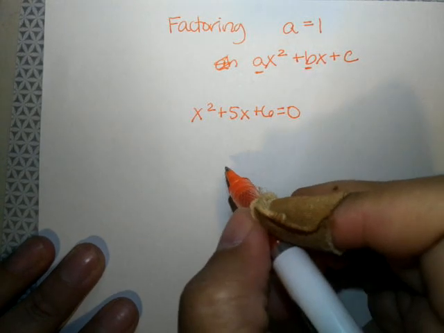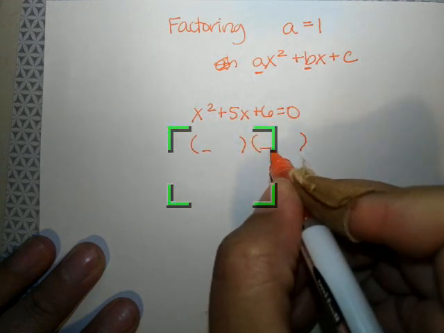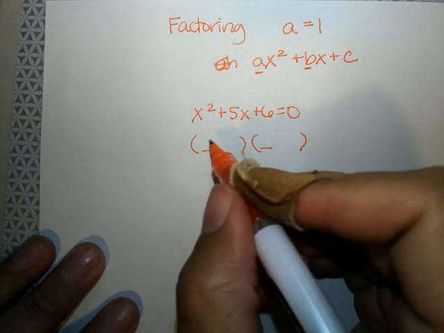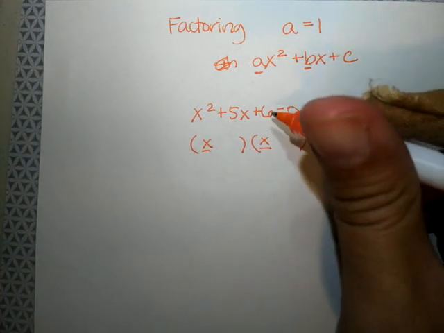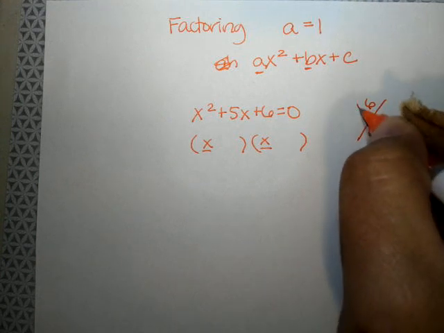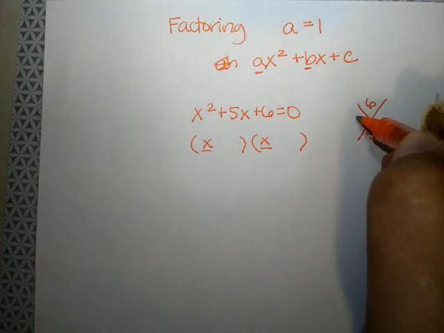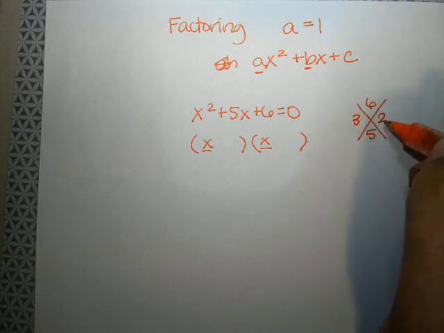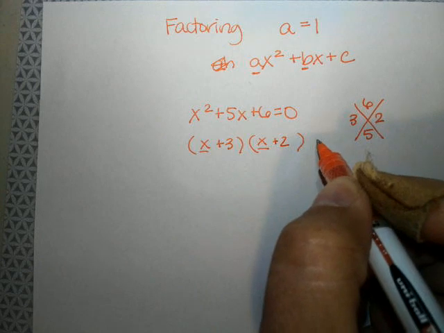Okay, so I need to think about this. I know that the only things that multiply together to get x squared right now are x and x. So I need to think about what numbers multiply to 6 and add to 5. You guys have seen this before. Well, 3 times 2 is 6, and 3 plus 2 is 5. So this is a positive 3 and a positive 2.